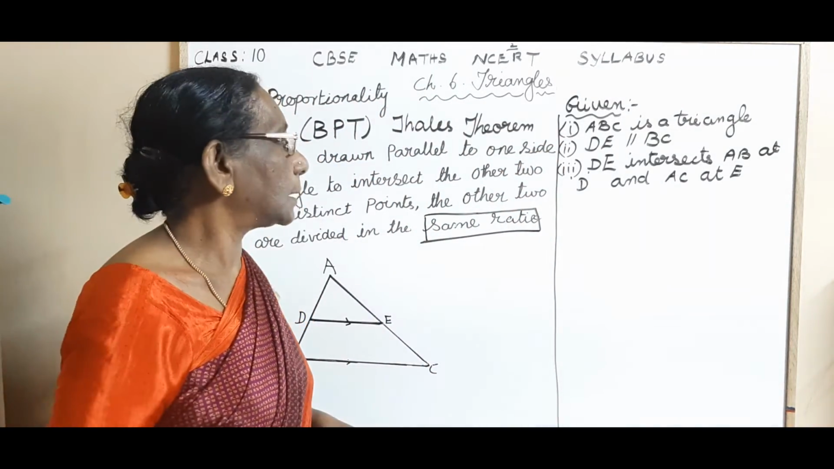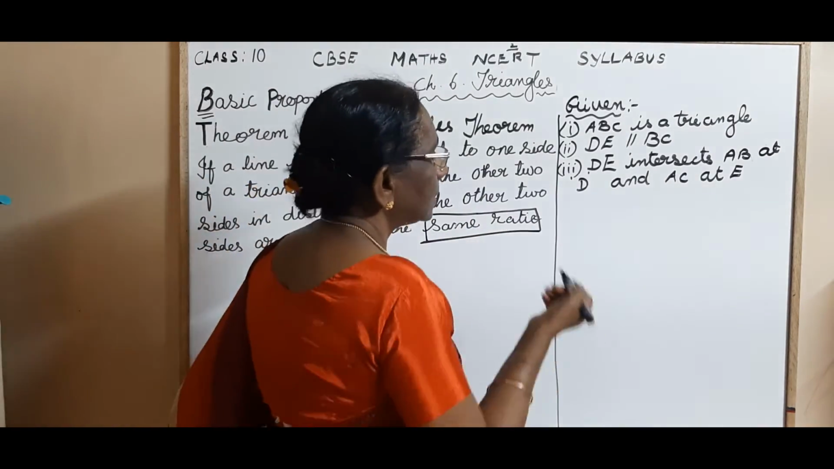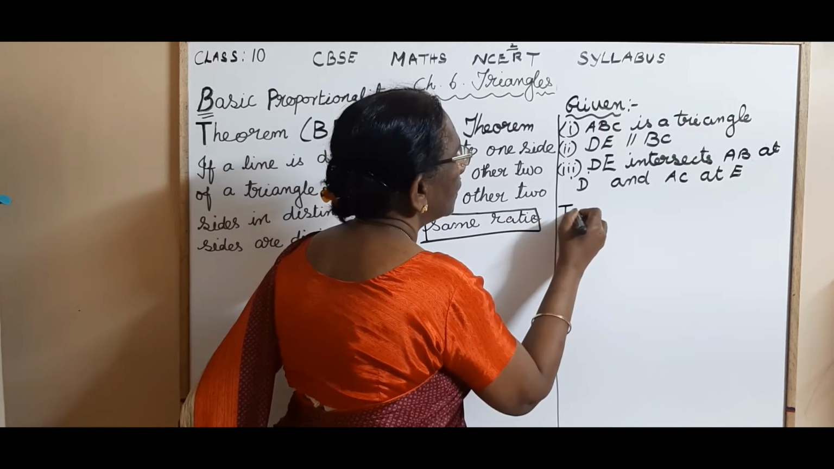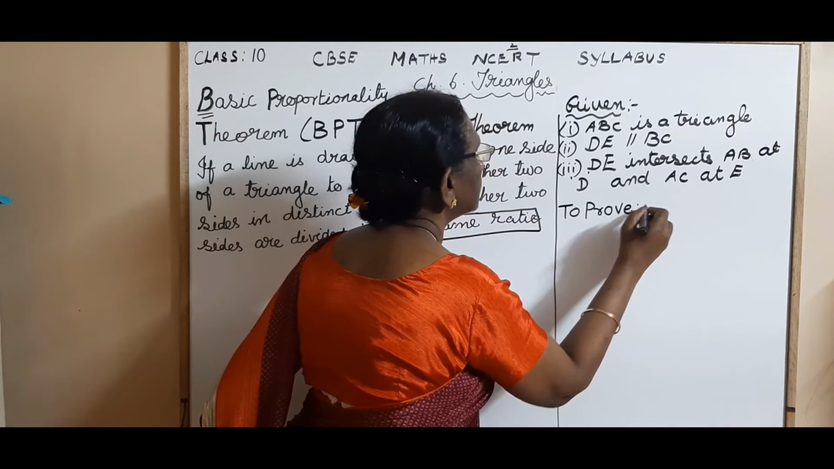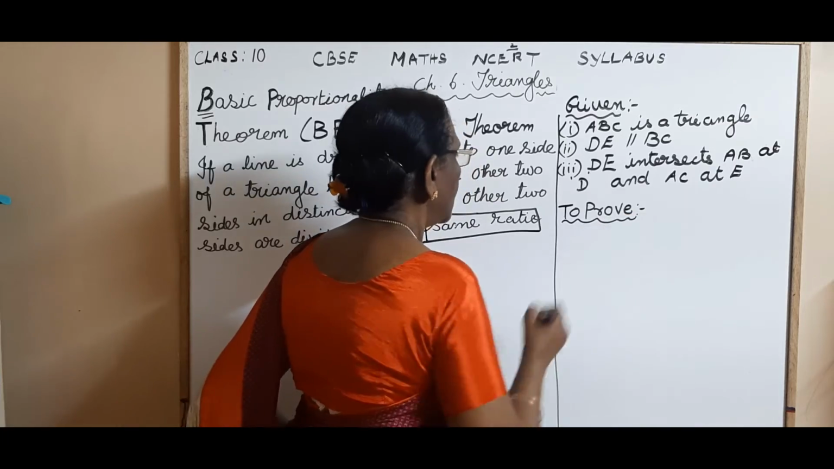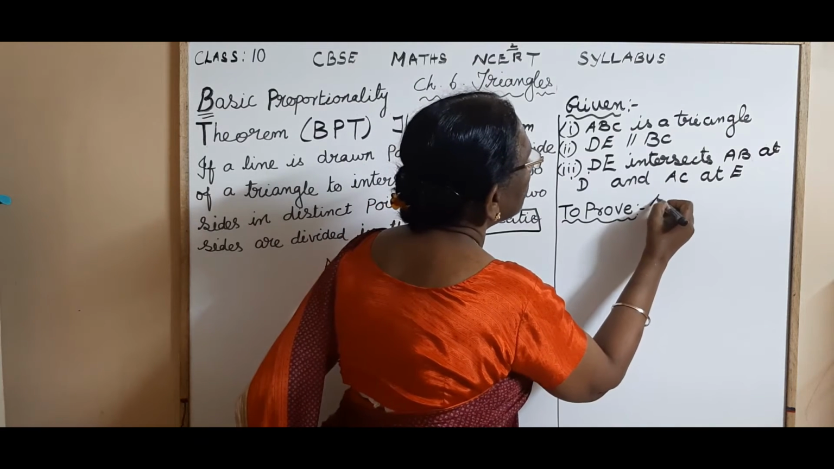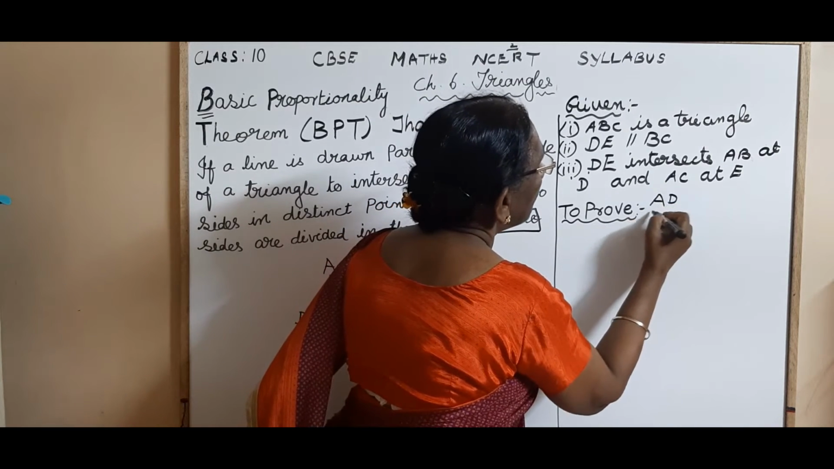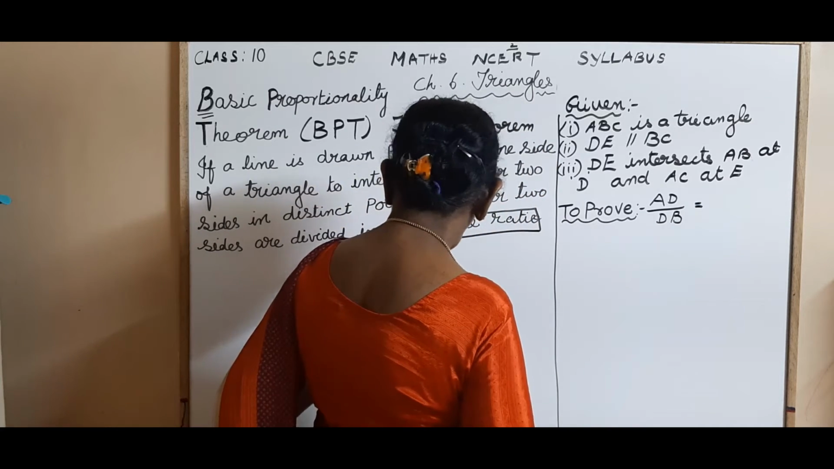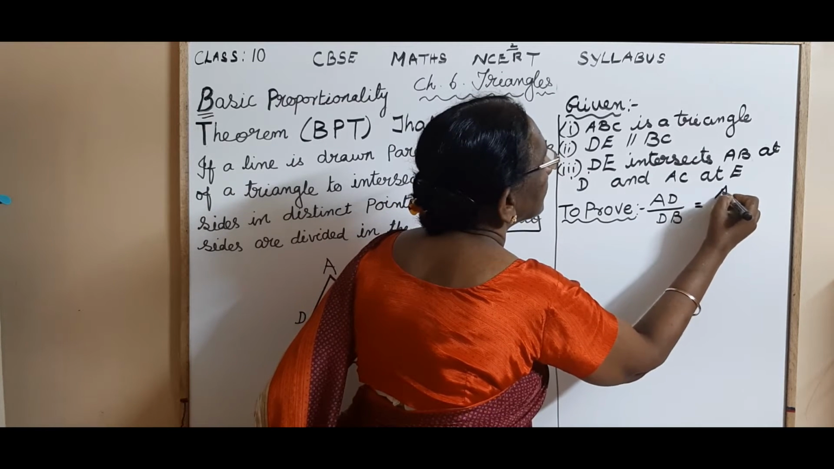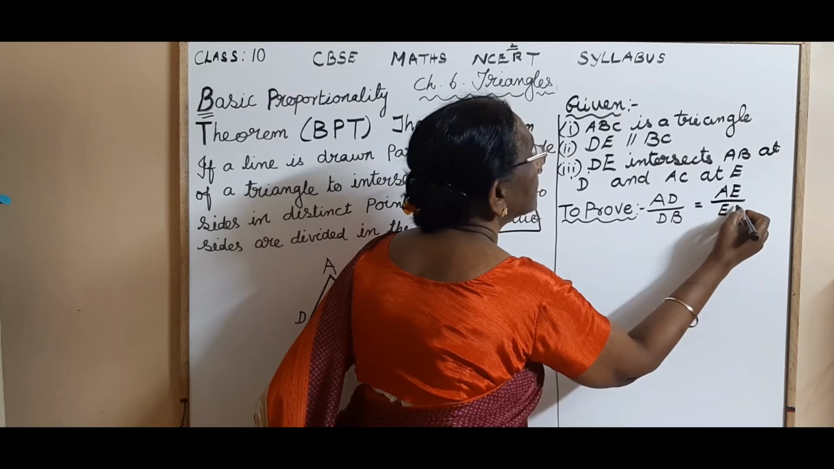Okay children, next step. This is the first step, figure. Then the second step, given. Now the third step, you have to prove. What you have to prove? You have to prove that AD by DB is equal to AE by EC. So second step over, third step over.